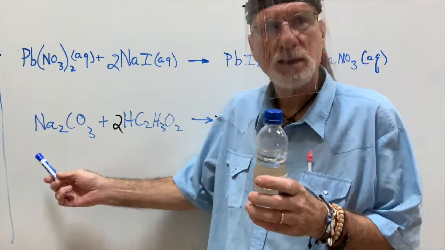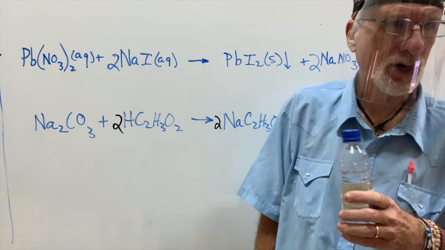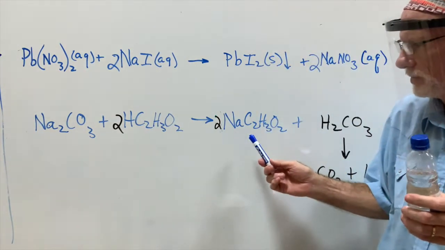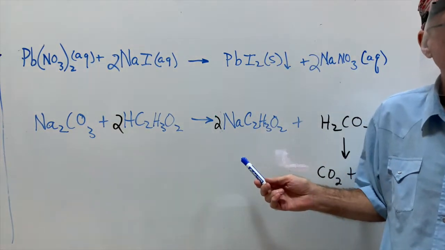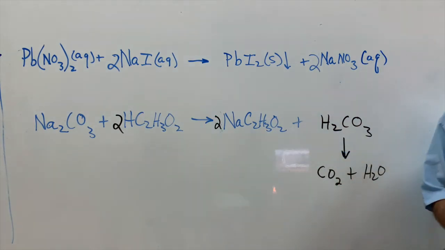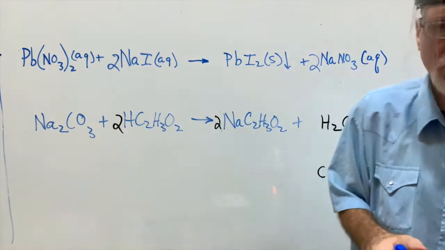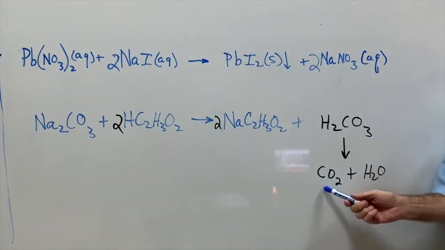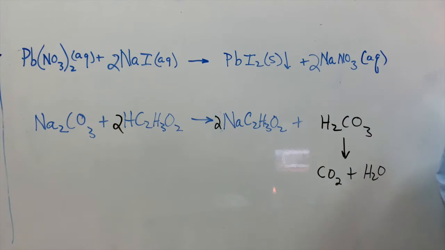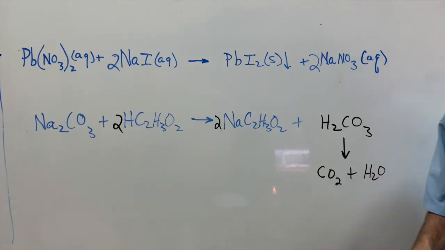So I'm going to take the sodium carbonate, I'm going to mix it with acetic acid, vinegar, okay? And then I'm going to produce sodium acetate, and then carbonic acid, which we know, remember, it's a weak acid, and it automatically goes into carbon dioxide, a gas, and water, a liquid, but these are molecular, right? They're molecules. They have covalent bonding, okay?